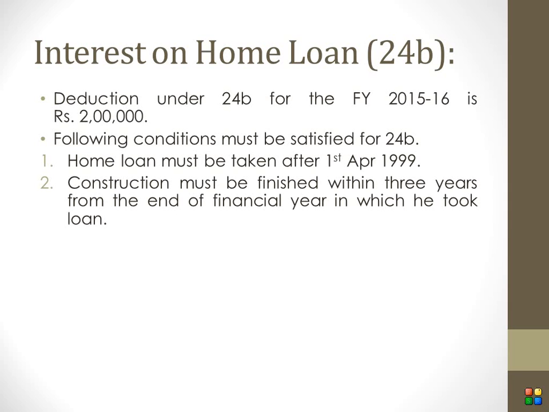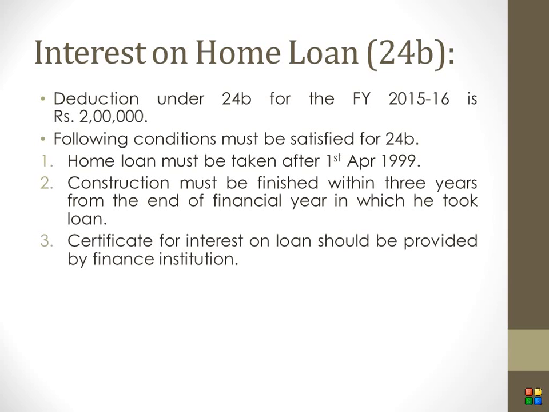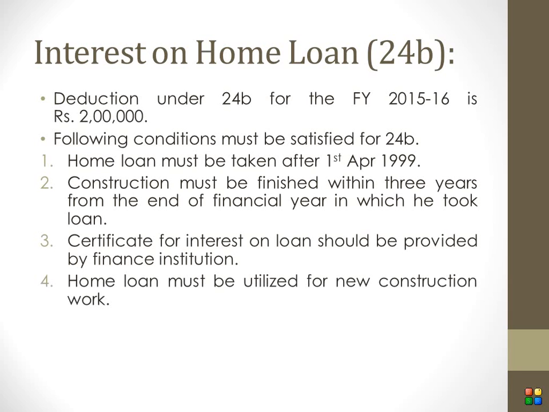That means if you took a loan on 1st October, then your 3-year limit will start from 31st March 2016 or 2015, that is, from the end of the financial year in which he took the loan, but he has to finish within 3 years. A certificate for interest on the loan should be provided by the financial institution. And the fourth one is that the home loan must be utilized for new construction work.